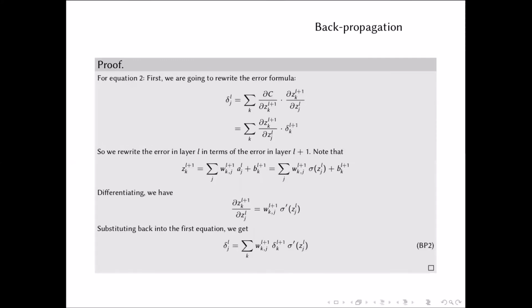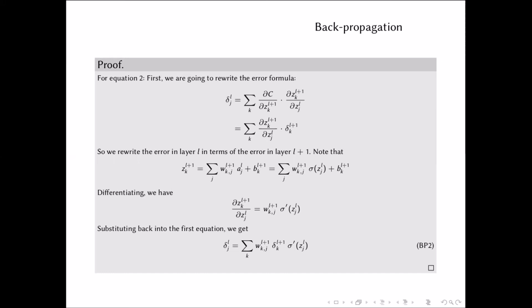For equation 2, first we write the error formula. We take the partial derivative of C with respect to z_k^(L+1). So by the chain rule, we should have this expression here. And nothing magic happens here because you see the denominator and numerator cancel out. It's just the definition of our error formula. So we rewrite this.